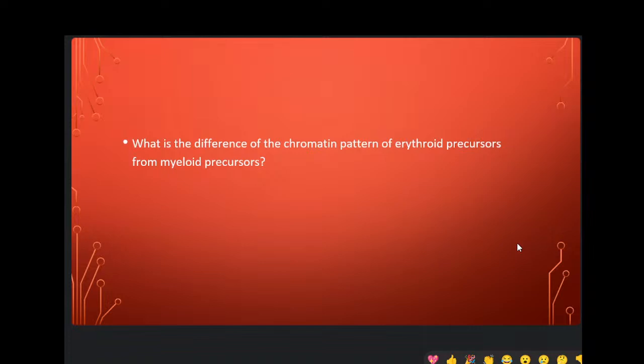So, there's another difference with regards to the chromatin pattern, depende kung ang precursor is erythroid or myeloid. Ano ba ang end product ulit ng erythroid precursors? What is the end product of erythroid precursors? Nasaan na si Renmar? End product ng precursors ng erythroid series? Renmar?